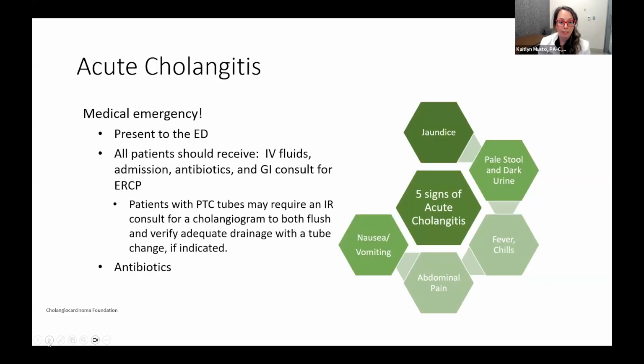So acute cholangitis is a medical emergency. These are the 5 signs of acute cholangitis in the picture here. And as you can tell, they're similar to those of biliary obstruction. The difference here is patients are infected. You can get fever or chills, and typically patients will be admitted for management with antibiotics, IV fluids. There may be a GI consult or an IR consult for consideration of an ERCP or a PTC tube. We'll talk more about those as we go along. And antibiotics may be required as well.